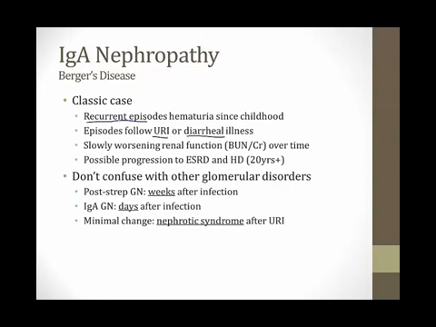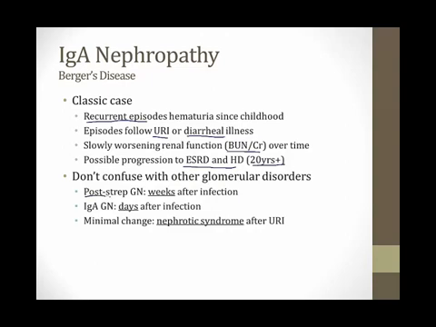There is slowly worsening renal function, meaning a rise in the BUN and creatinine over time, and possible progression to end-stage renal disease or hemodialysis, although this takes more than 20 years to occur. And it's very important that you don't confuse IgA nephropathy with other glomerular disorders.